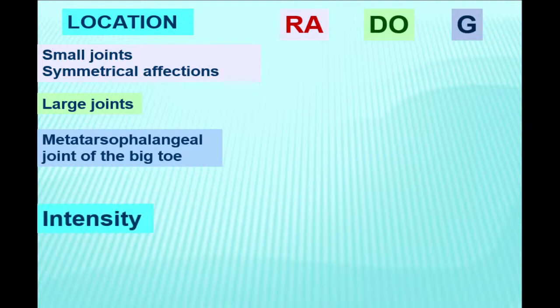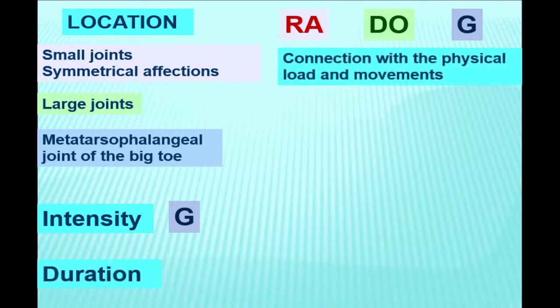Intensity of the pain. More intensive pain in the gout. Patient cries from the pain, sometimes needed narcotic medicine to relieve pain. Second space on intensity has rheumatoid arthritis. And third space, deformed osteoarthritis.